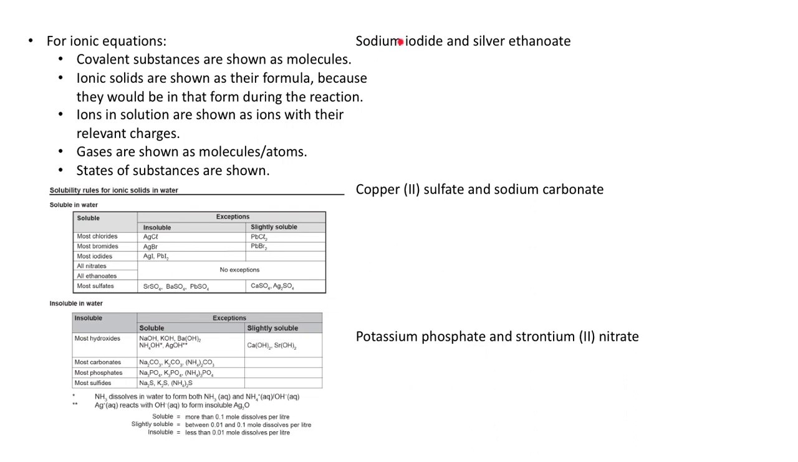Right, so what have we got? We've got sodium iodide solution and silver ethanoate. So what we're looking at is sodium ethanoate and silver iodide. Those are the two combinations. So sodium ethanoate first. All ethanoates are soluble, no exceptions. So sodium ethanoate is soluble. Also, all sodiums are soluble as well.